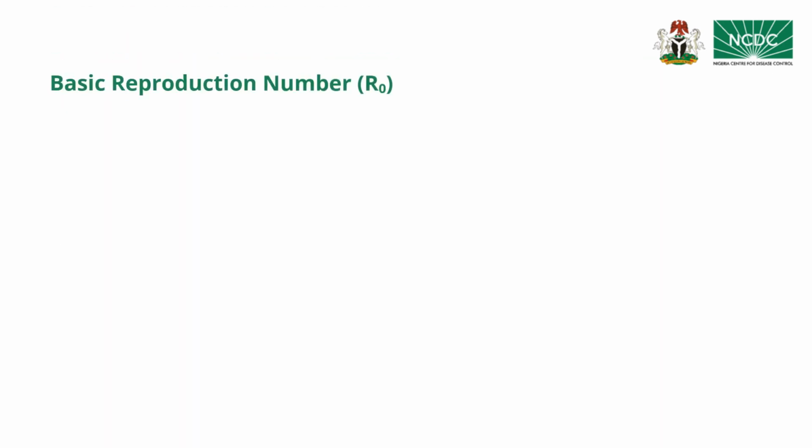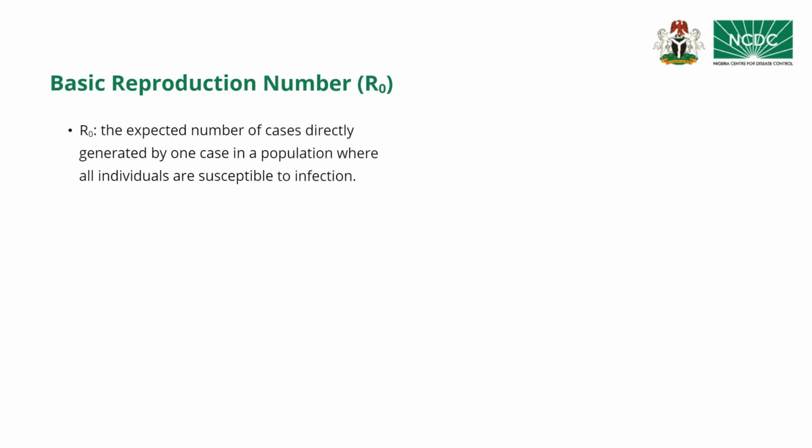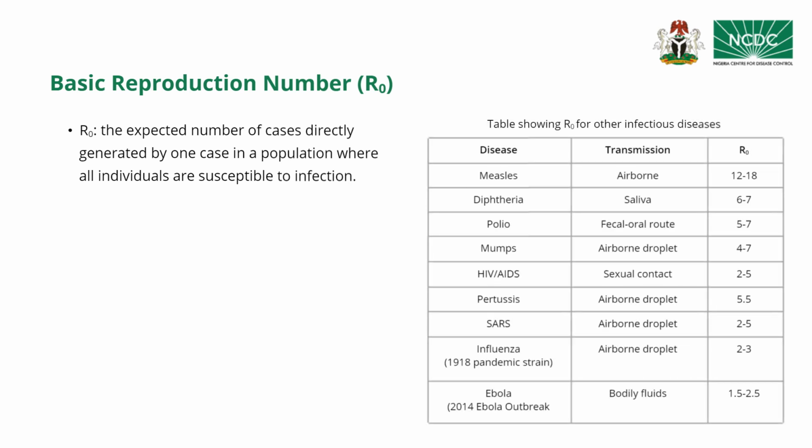The basic reproduction number, otherwise known as R0, refers to the expected number of cases directly generated by one case in a population where all individuals are susceptible to infection. The table here shows the R0 for well-known infectious diseases. High values indicate that the disease is easily transmitted, while lower values indicate that the disease is not easily transmitted.